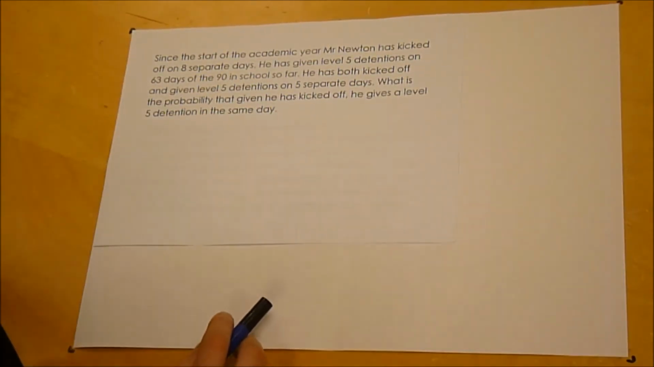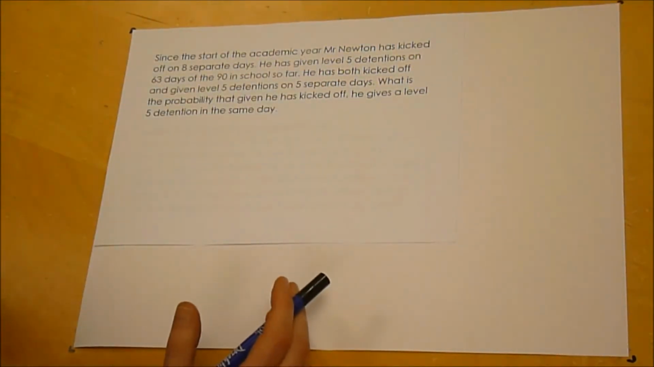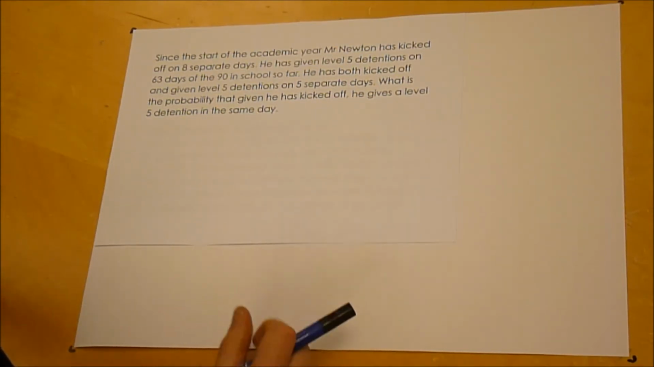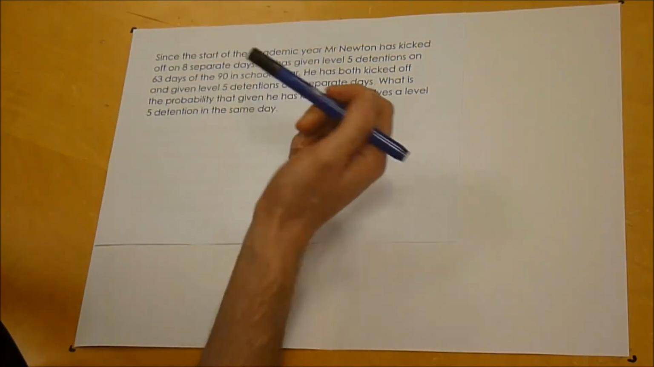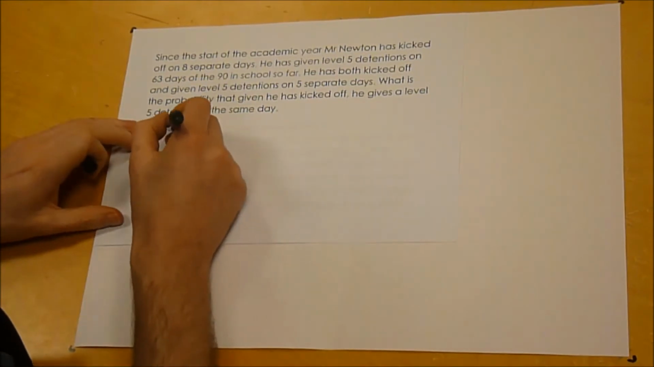Right, so let's have a look at this example. Since the start of the academic year, Mr. Newton has kicked off on 8 separate days. He's given level 5 detentions on 63 days of the 90 in school, and he's kicked off and given level 5 detention on 5 separate days. So let's draw ourselves a Venn diagram showing all this information.